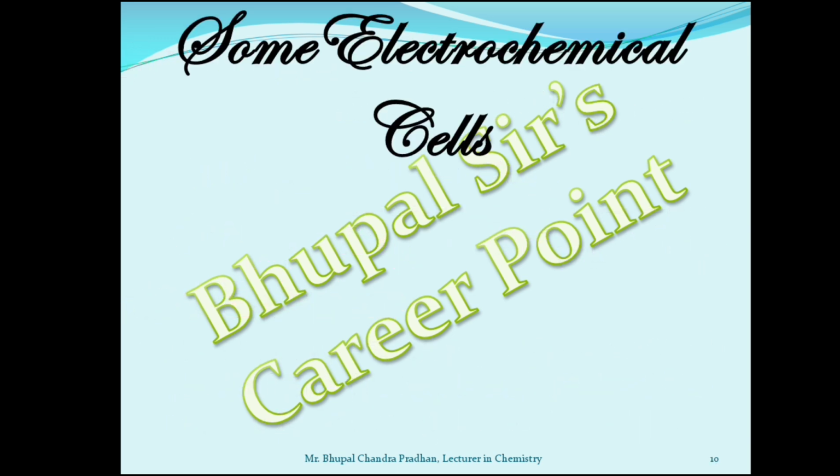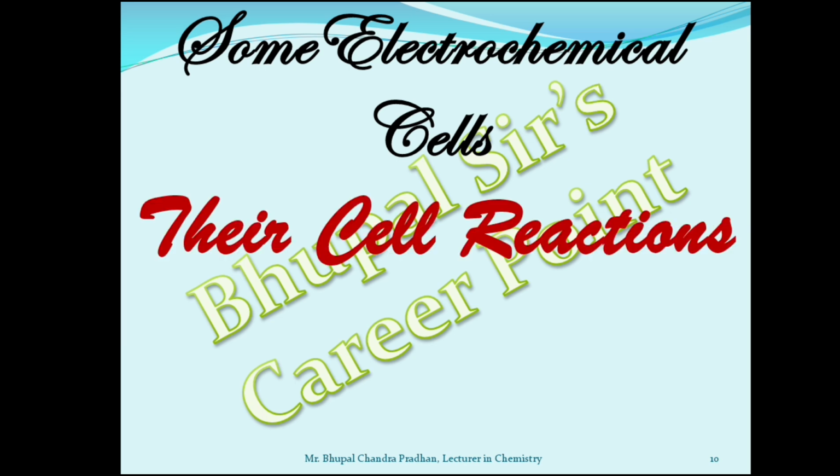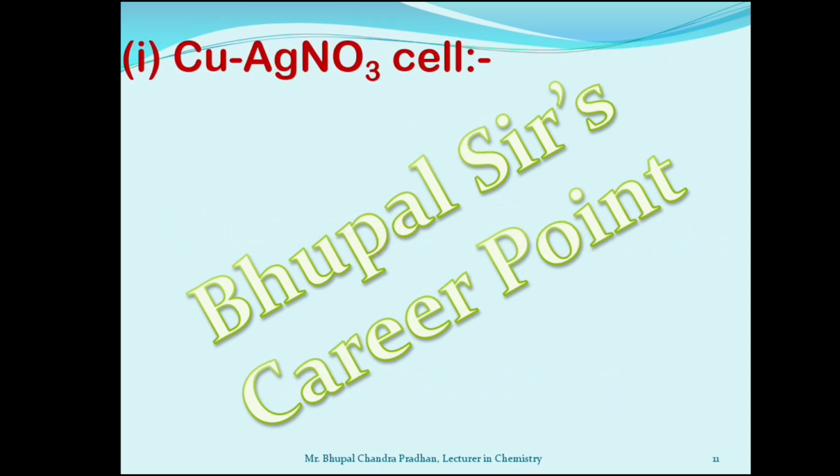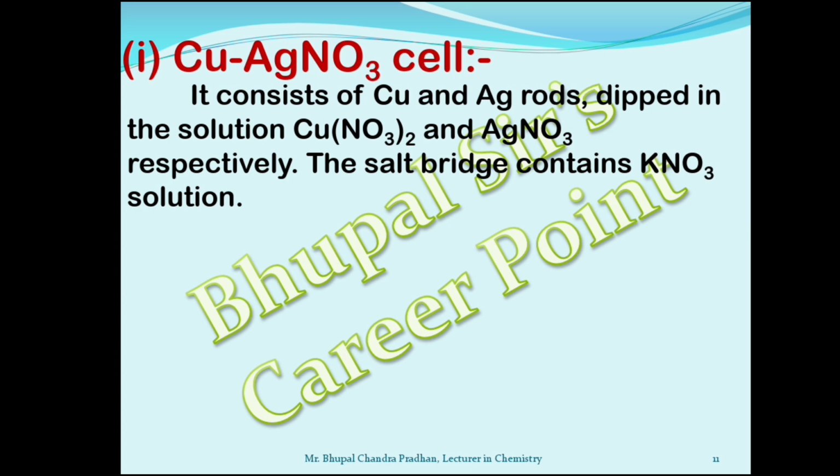These are the cell notations. Some electrochemical cells and their cell reactions and cell notation. Now let's look at the copper silver nitrate cell. Here it consists of copper and silver rods dipped in copper nitrate and silver nitrate respectively. The salt bridge contains potassium nitrate solution.